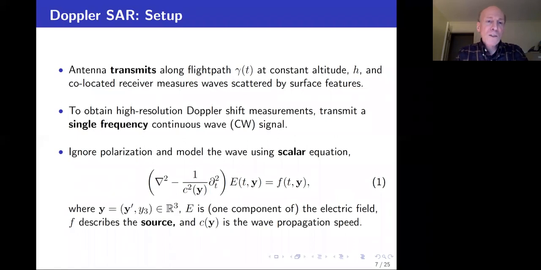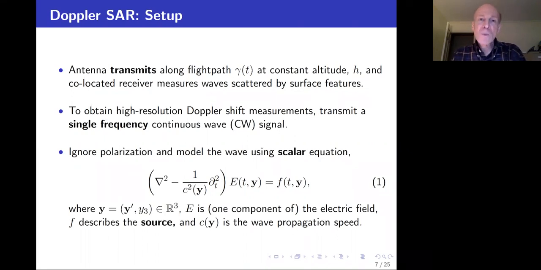So in our model, we're going to make this as simple as possible. We're going to ignore polarization. And so we're going to model the electromagnetic wave using just the scalar wave equation. So we let E of t be the electric field, or rather one component of the electric field. Here we have the wave equation. We're going to use coordinates boldface y in R^3, where y3 is the vertical component, and the light speed is c of y, the wave propagation speed. And we're going to assume that c of y is actually constant until you get right on the surface of the Earth. So I'll say more about that in a second.